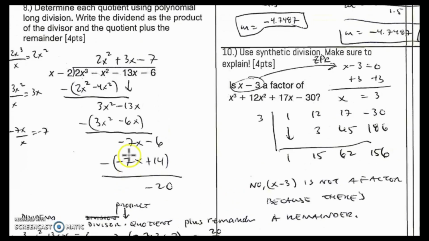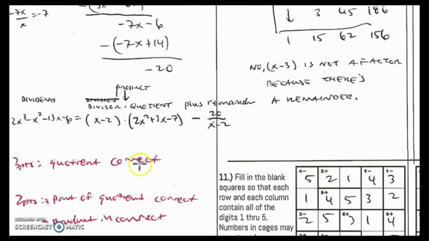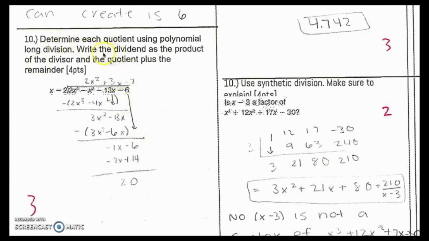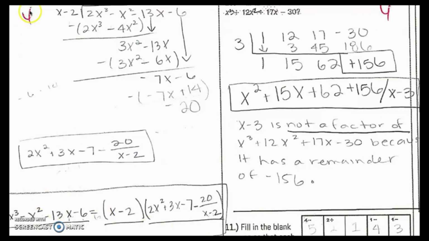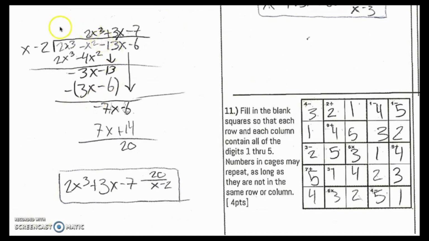Now, if you wrote just the quotient correctly, meaning this, then I gave you only 3 points because it tells you about the product. 2 points if part of your quotient is correct, or maybe your product was incorrect. This problem only got 3 points. Notice how there is no product. This problem right here, full credit, shows all the work. Nice. You can't see the score on this one, but this one's a 3. This 20 right here should have been negative, and then they don't show the product.